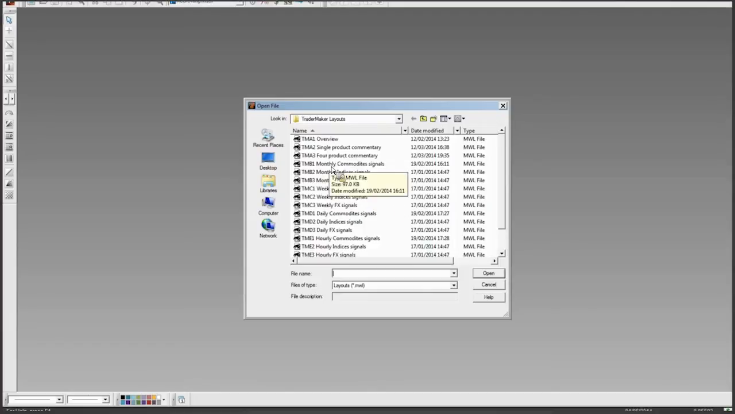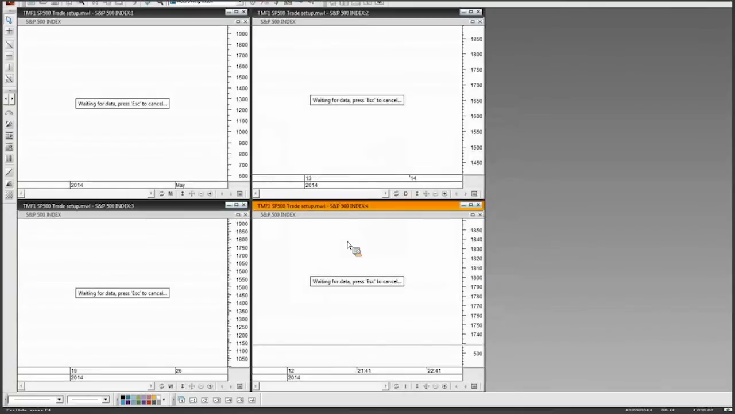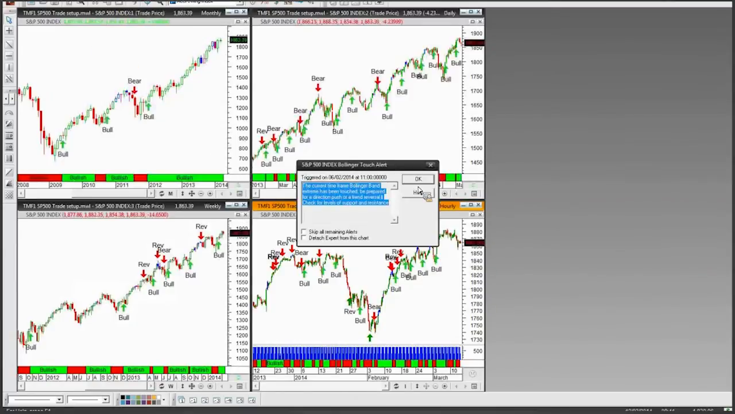So you have the single view or the 4-product view. The rest of the indicators and layouts show my monthly commodities, indices, FX, then down to the weeklies, daily and the hourlies. So everything is set up for you. Once the charts pop up, there's very little you have to do apart from trade. So my trade setup, I'm just going to show an example of the S&P right now. This would be how I would trade the markets personally.